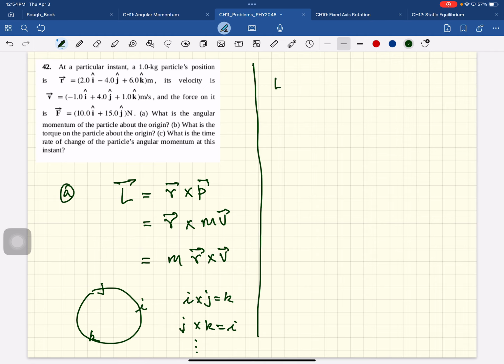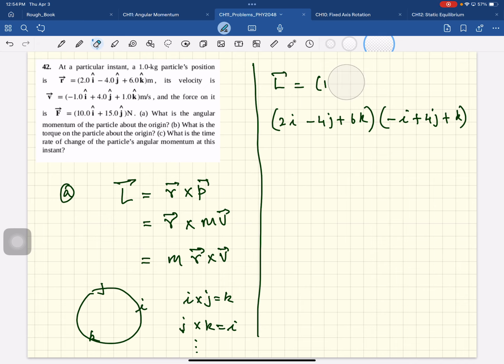All right, so L is, m is 1 kgs, and r is 2i minus 4j plus 6k, and v is minus i plus 4j plus k. Okay, and the units are all, so I'll write it 1, and the unit is kg meter squared per second. Kg from there, meters per second from here, and then another meter from here. All right, now it's a matter of just doing cross products. So we just will use these rules. I forgot the cross.